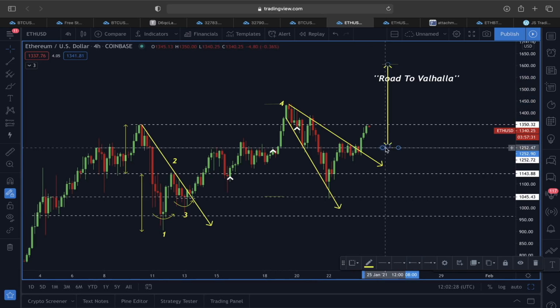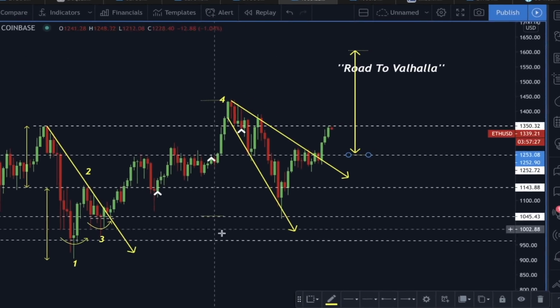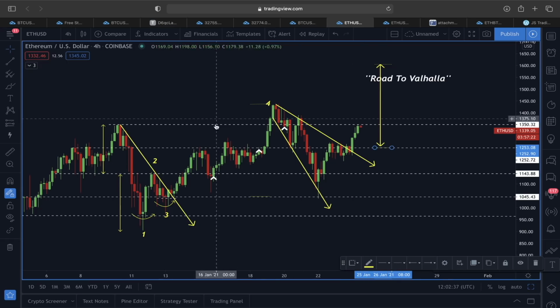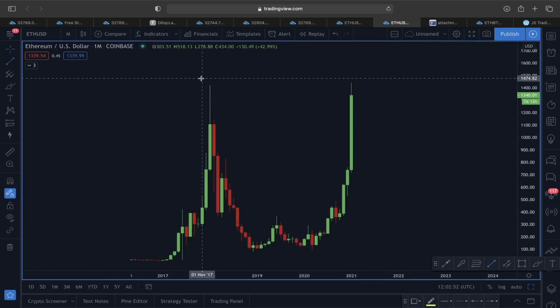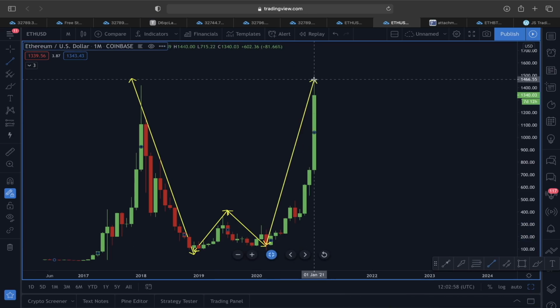So this is where we actually started breaking it. So 1600 would be my upward target if this is going to play out as a descending broadening wedge scenario. But altogether, Ether price does look very, very bullish, because not only in the smaller time frame, but also if you look at this in a bigger time frame, you can see a double bottom type of scenario, right? It's a double bottom type of scenario.